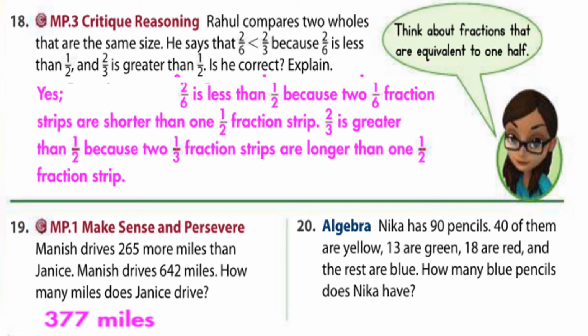Nika has 90 pencils. 40 of them are yellow, 13 are green, 18 are red, and the rest are blue. How many blue pencils does Nika have? First of all, we have to add the pencils that are not blue. That would be 40 plus 18 plus 13. So what answer did you get from that?